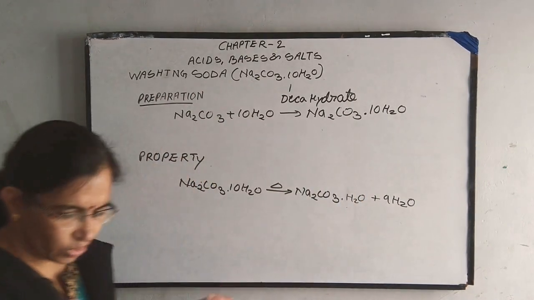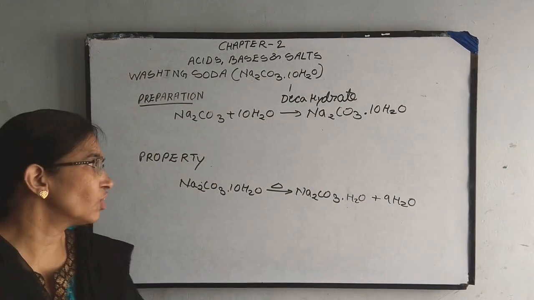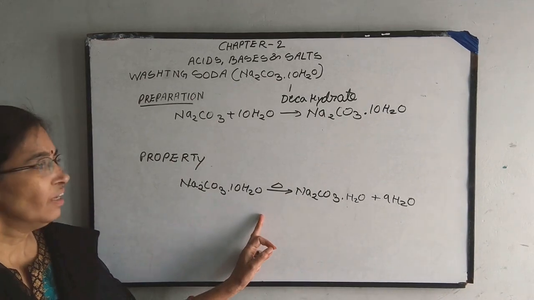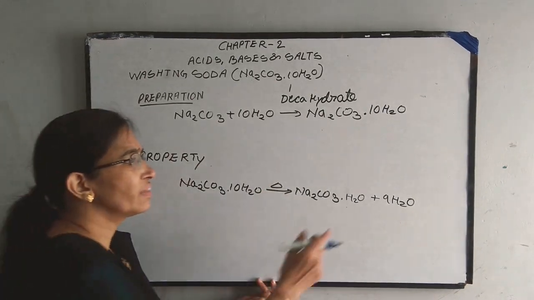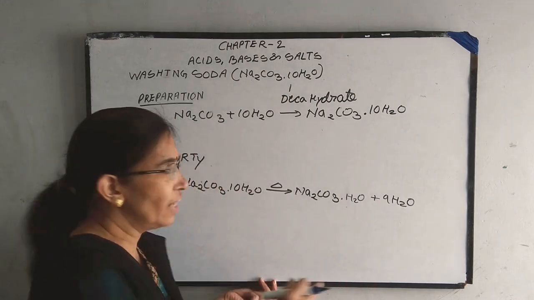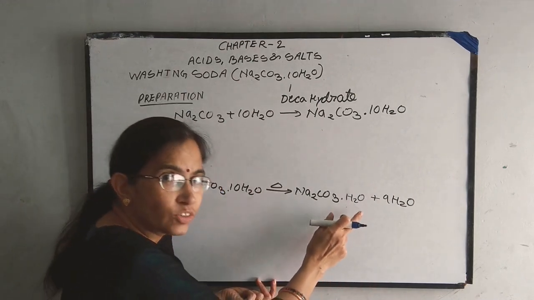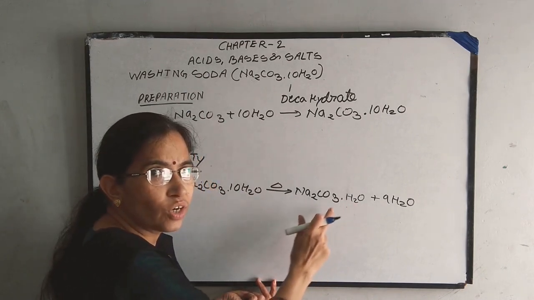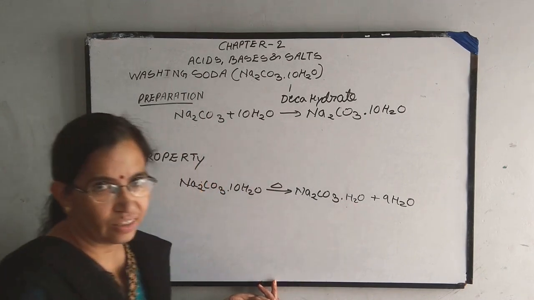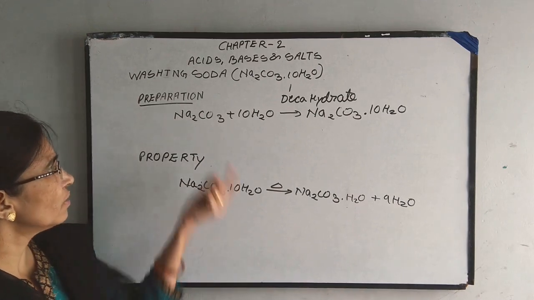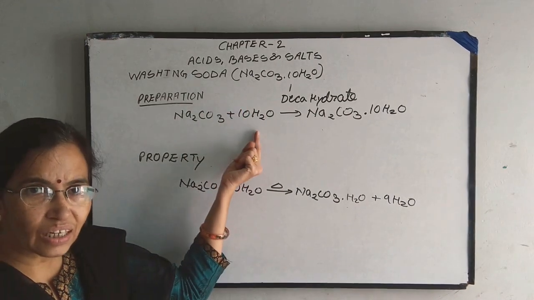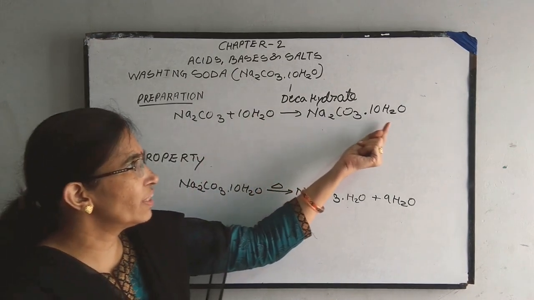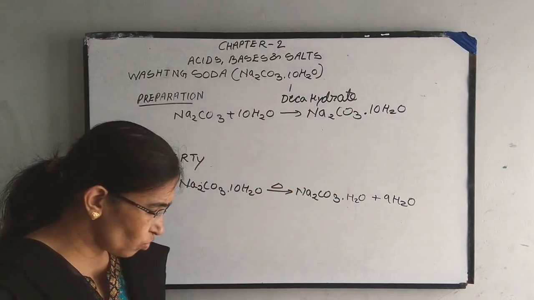Now, one property of washing soda is given. What is that property? When we heat this sodium carbonate decahydrate, 9 water molecules will be removed, and 1 water molecule will remain with the Na2CO3 as a solid. This water is known as water of crystallization. Got this now? You can prepare it by recrystallization of sodium carbonate. We get sodium carbonate decahydrate, whose common name is washing soda.